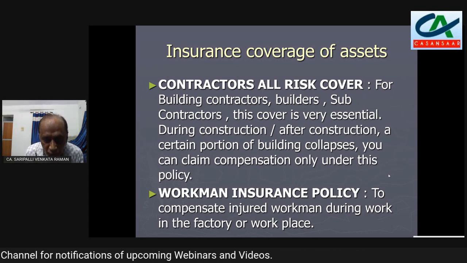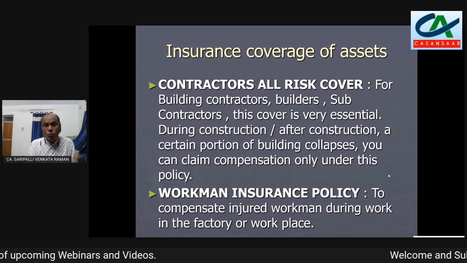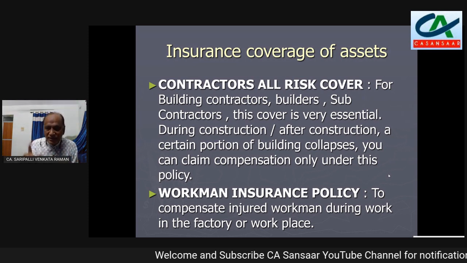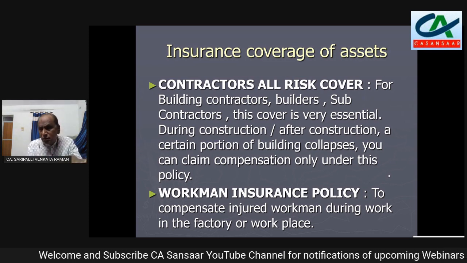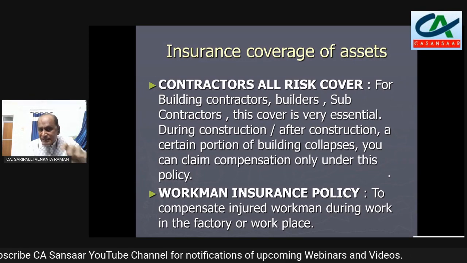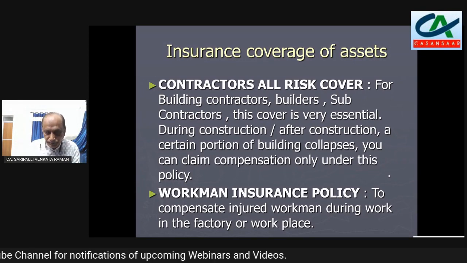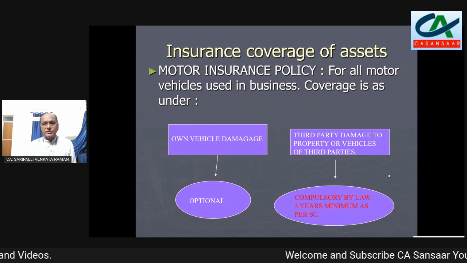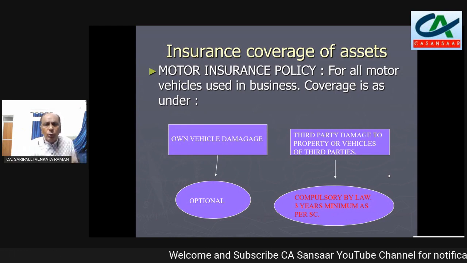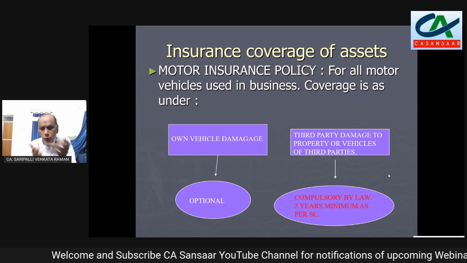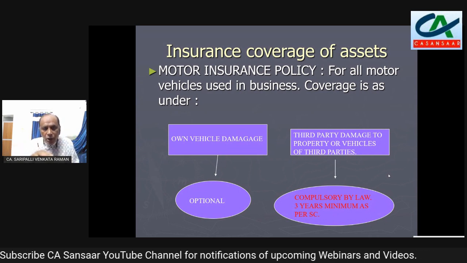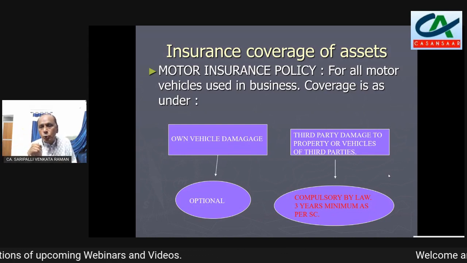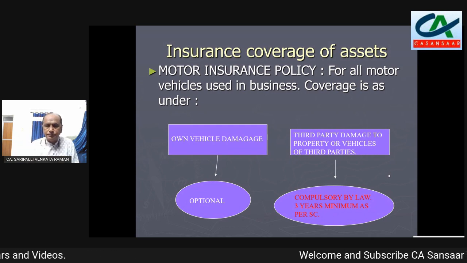Next, workmen's insurance policy. Now, generally workmen work in various factories, and it is compulsory by law that the factory should take a workmen's insurance policy, and the policy compensation, etc., is as per the policy terms and conditions. Now, coming to insurance coverage of motor vehicles, which everybody wants to know. For motor vehicles which are used in business, there are two types of insurance covers available. One is own vehicle damage. The second one is third party damage to the property or vehicles of third parties.